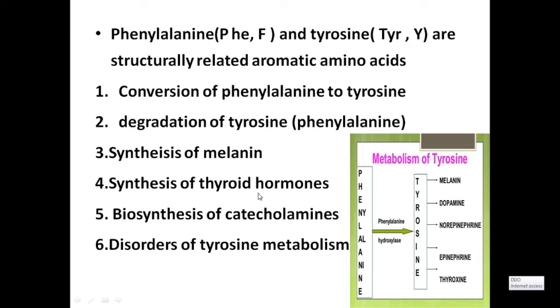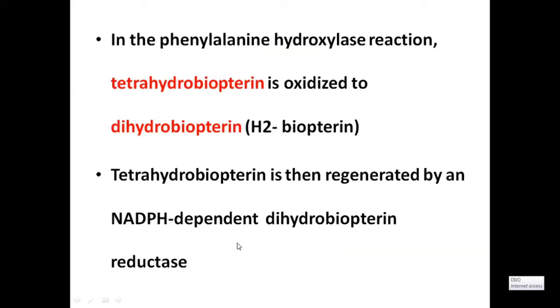And the fourth one, synthesis of the thyroid hormones. That is the fourth step. And the fifth step, biosynthesis of the catecholamines. And the sixth step, disorders of tyrosine metabolism. So due to a deficiency or due to the metabolic activity of tyrosine, what are the disorders? We can see one by one.